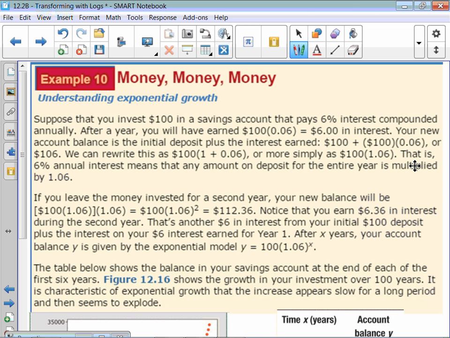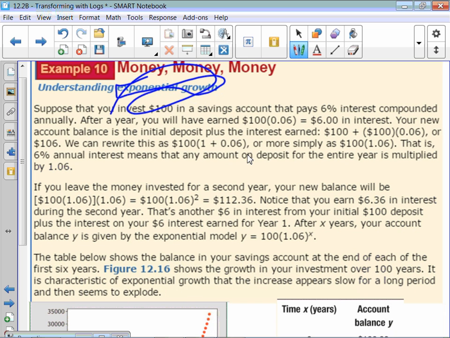All right, so now we're going to do exponential growth. We just did a power model. Now I'm going to do an exponential model, so you might want to write that down. Suppose that you invest $100 in a savings account that pays 6% interest compounded annually. After a year, you have $100 times the 6%, which is the $6 interest, and you add that, of course, so you have $106 total.